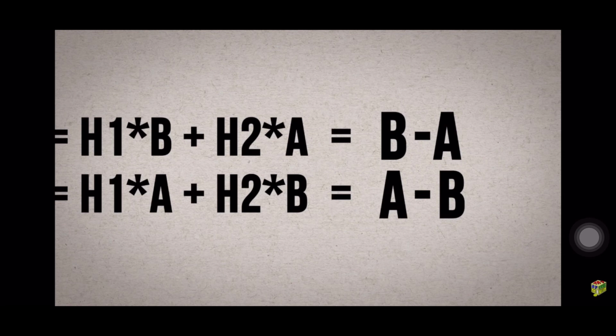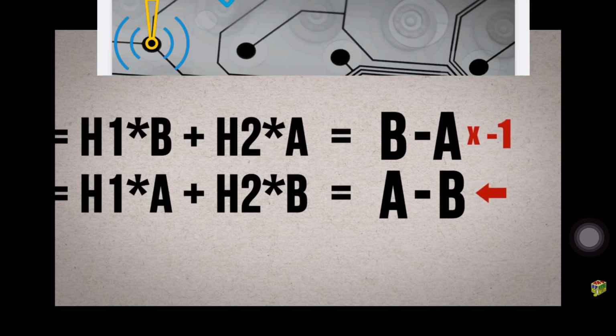The problem here is that our second measurement, A minus B, can always be found from our first measurement. Multiplying the first equation by -1 gives A minus B. So our two transmissions effectively send the same information in different forms.